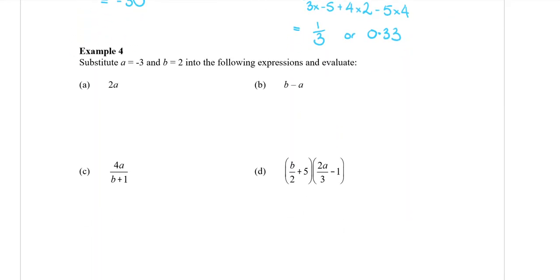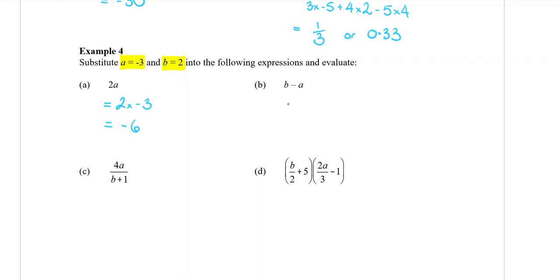Question 4. Substitute a equals minus 3 and b equals 2 into the following expressions and evaluate. So again, 2 lines of working. 2a is going to be 2 times minus 3 because a is minus 3. Second line, that equals negative 6.